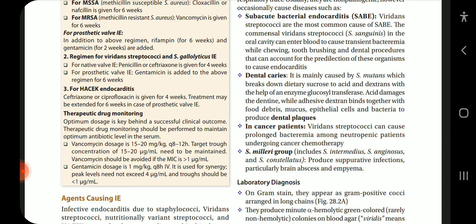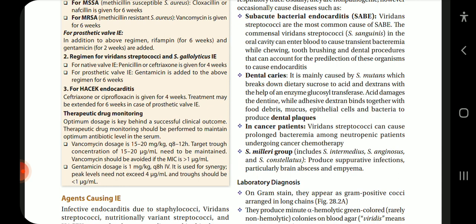Therapeutic drug monitoring: optimum dosage is key behind a successful clinical outcome. Therapeutic drug monitoring should be performed to maintain optimal antibiotic levels in the serum. Vancomycin dosage is 15 to 20 mg per kg every 8 to 12 hours. A target trough concentration of 15 to 20 microgram per ml needs to be maintained. Vancomycin should be avoided if the MIC is greater than 1 microgram per ml.